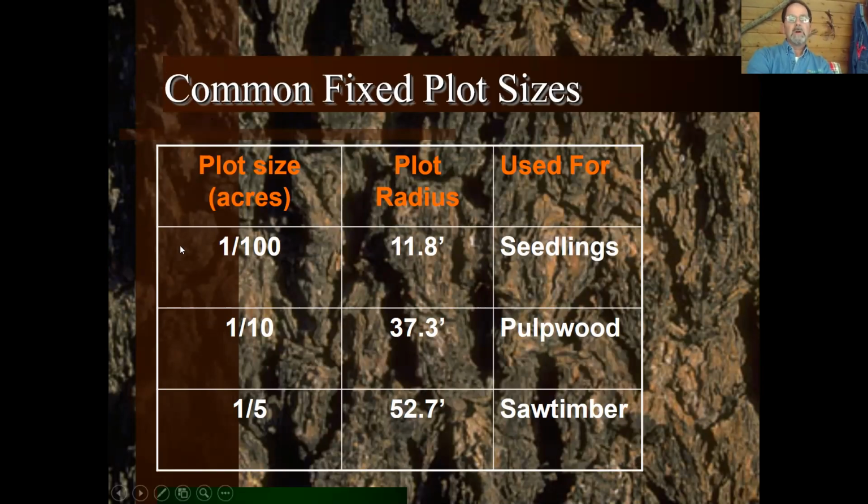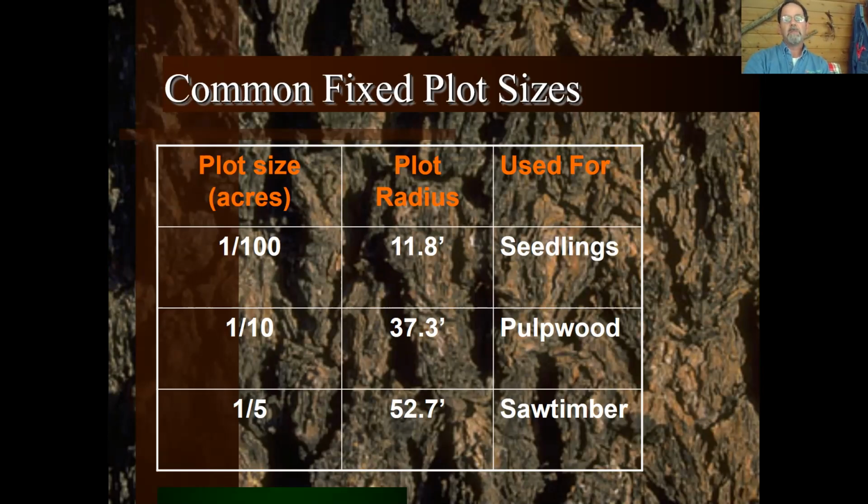As we go across this, we see plot size, and in this case, it's a 1/100th of an acre plot. The radius of a 100th acre plot is 11.8 feet. So if you were standing at plot center, you would measure all the trees within an 11.8 foot radius all the way around you. Now, in a mature forest, this wouldn't be very practical because there would be many plots with no trees in them.